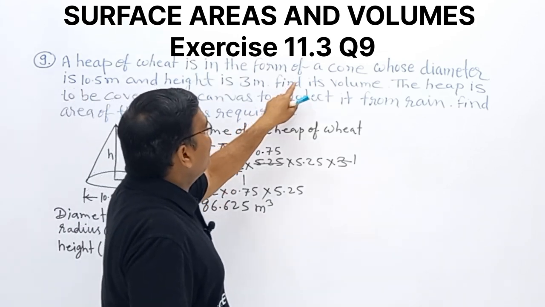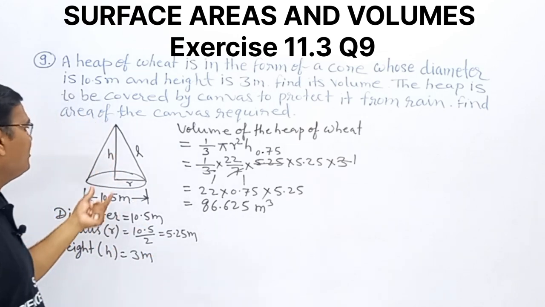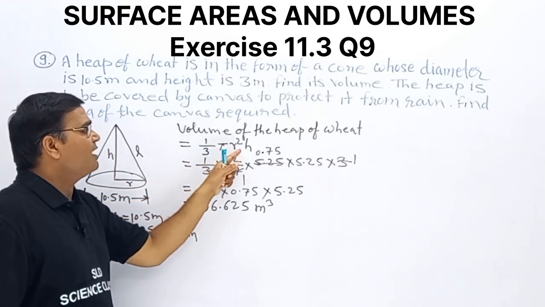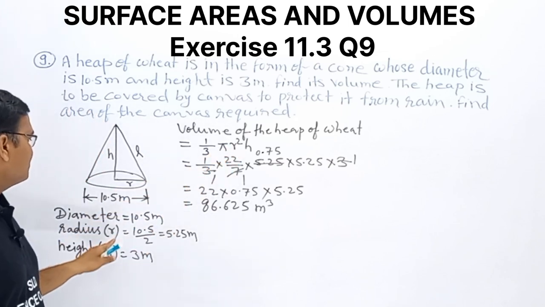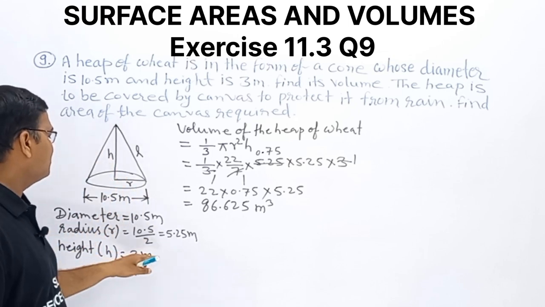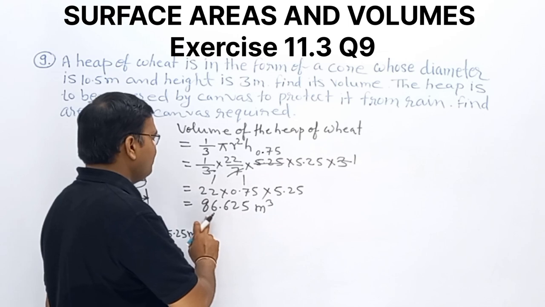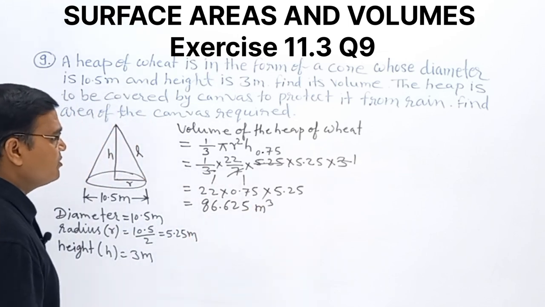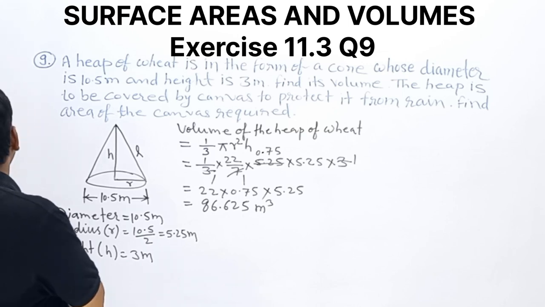First we are required to find its volume. So the volume of the heap of wheat, and the heap of wheat is in the shape of a cone. So the volume of a cone is 1/3 pi r square h. We are putting the values of r and h. R is the radius of the heap of wheat, which is half of the diameter, and h is given as 3 meter. Solving, we are getting 86.625 meter cube, which is the volume of the heap of wheat.